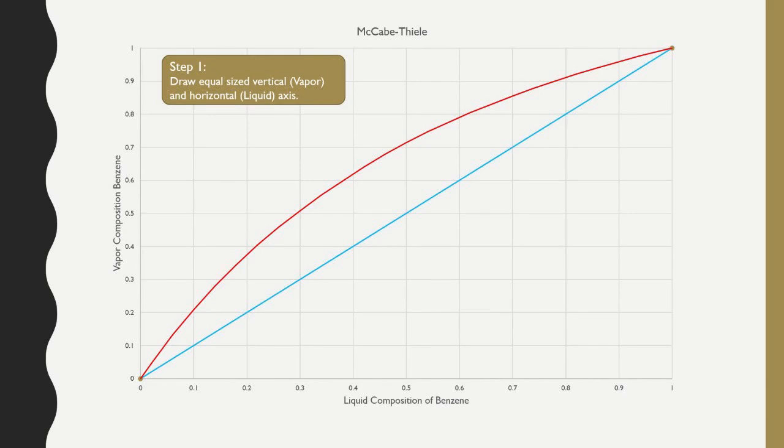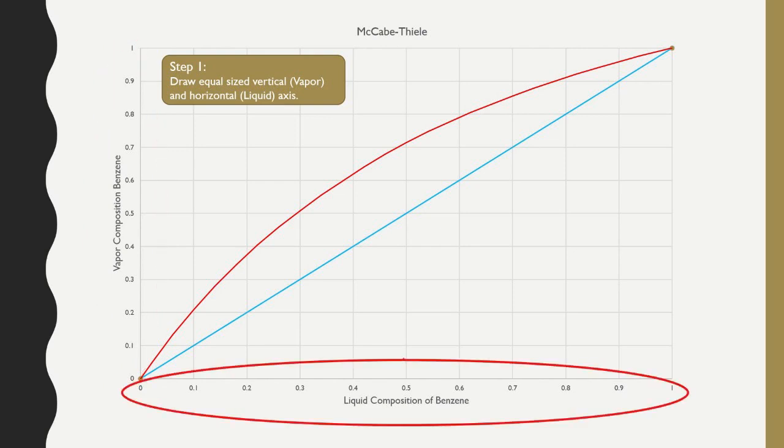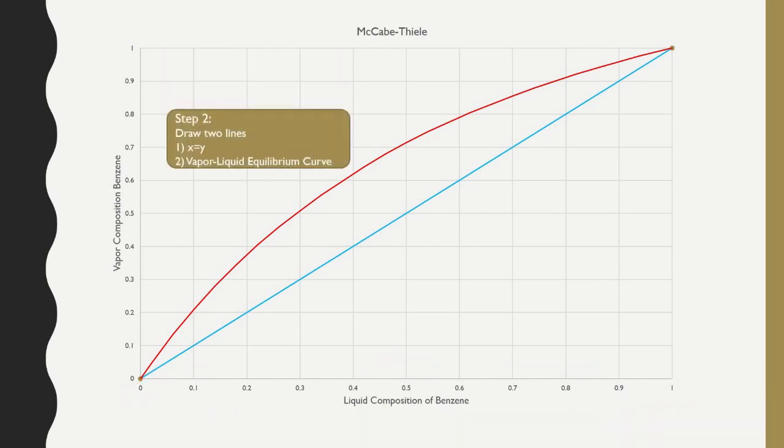So the first step of the McCabe-Thiele method is to draw equal size vertical and horizontal axes. As you can see here, the y-axis is the vapor composition of benzene and the x-axis is the liquid composition of benzene. The second step is to draw two lines. First is the x equals y line, the blue line as you can see here, also known as the 45-degree line, and the vapor-liquid equilibrium curve. Don't worry, the vapor-liquid equilibrium data is always given, so you don't have to worry about that.